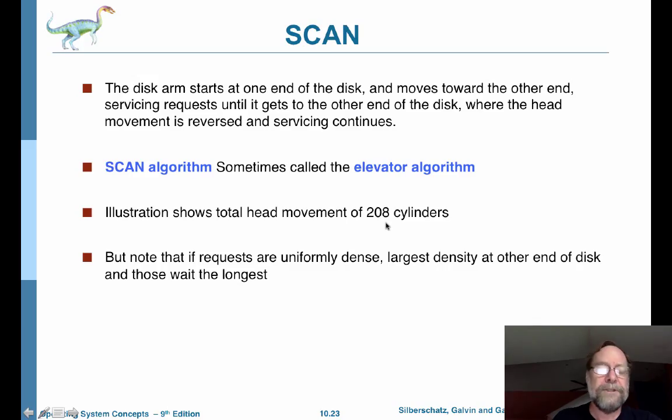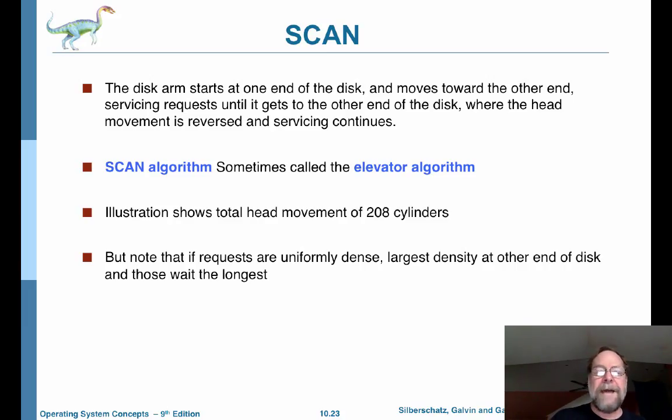So the next algorithm we'll look at is called scan, and scan is kind of a cyclical algorithm, like an elevator algorithm. Basically, once the head starts moving one way or the other, it's going to keep moving until it gets all the way to the outermost track. Then when it hits there, it bounces back and travels all the way across to the other end of the hard drive. It keeps moving back and forth, servicing the requests as we get to them. We're going to do an example here, and you're going to see it actually does pretty well. It only takes 208 cylinders to satisfy our reference string.